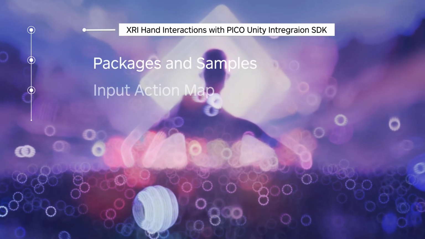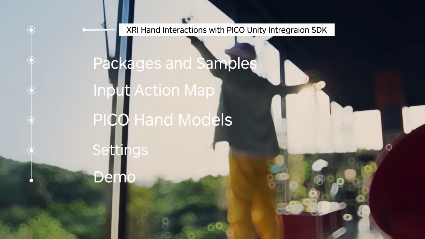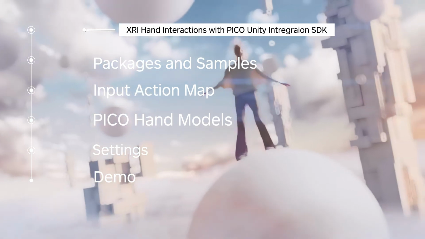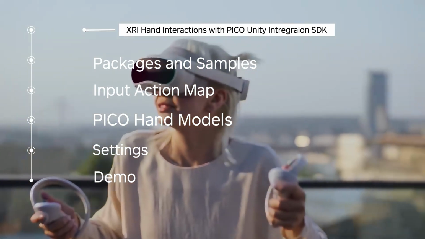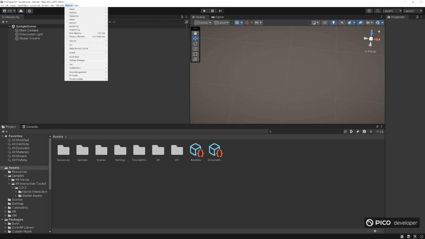For this project, first I'll be going over the packages and samples, going over input action map to map out the PICO aim hands, how to switch to PICO hand models, the settings, then a quick demo of everything once it's all finished. Let's get started. All right, back in Unity, I'll show you in the package manager which one we have right now.